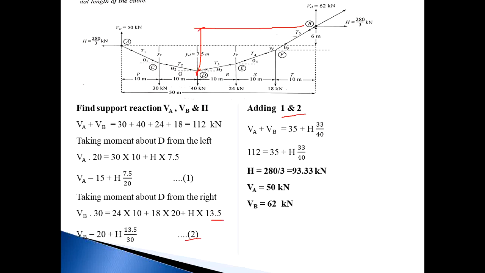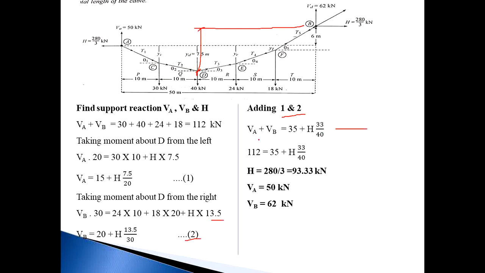Adding equations 1 and 2. So VA plus VB is equal to, directly summing these, the equation becomes 35 plus H into 33 divided by 40.